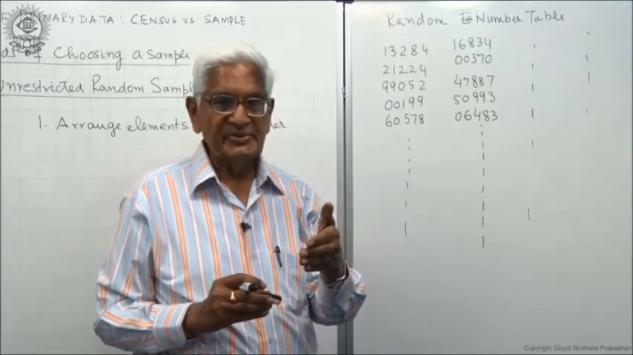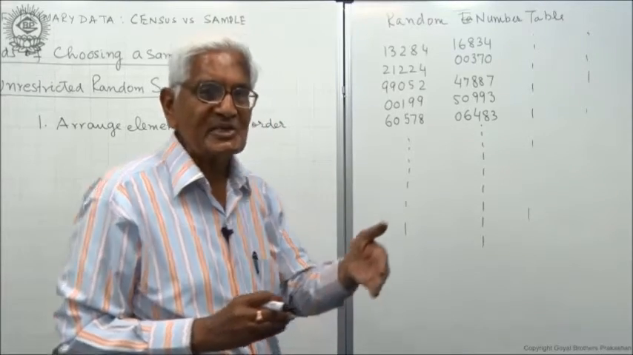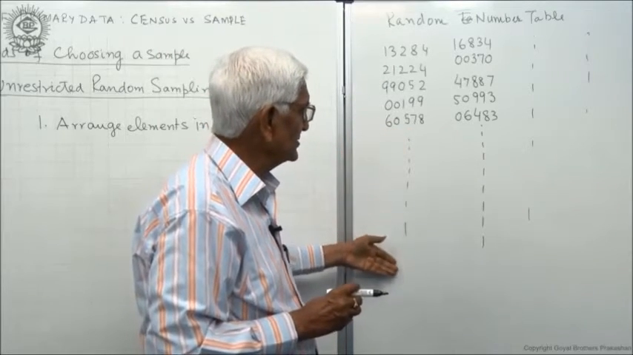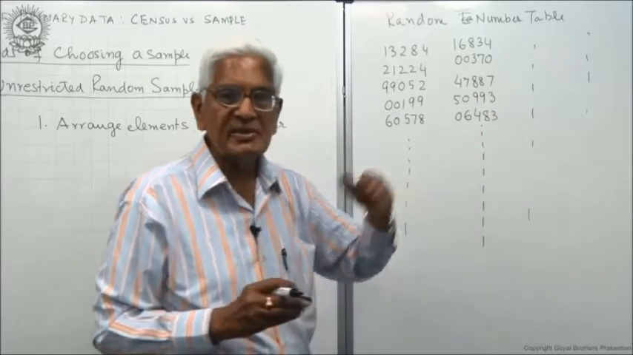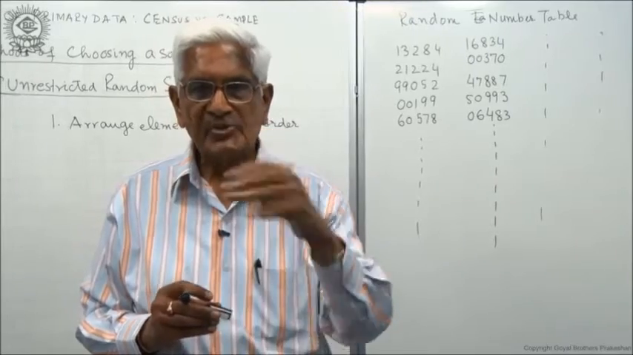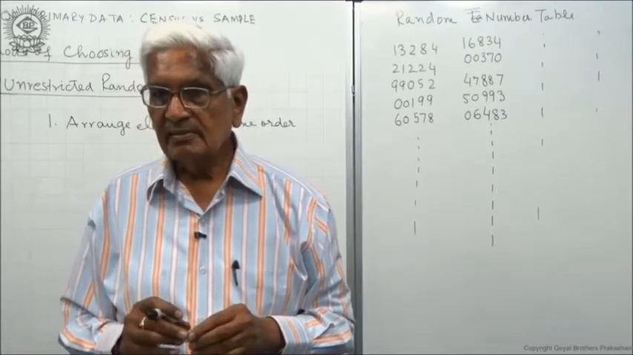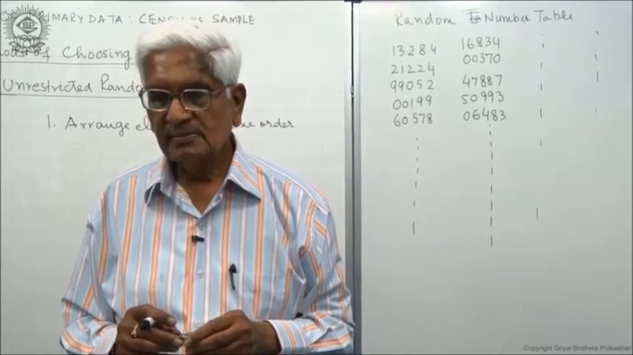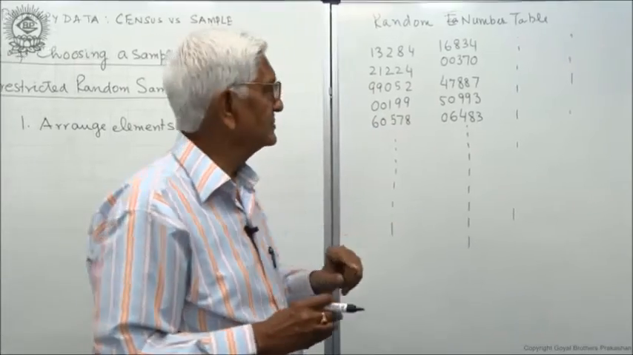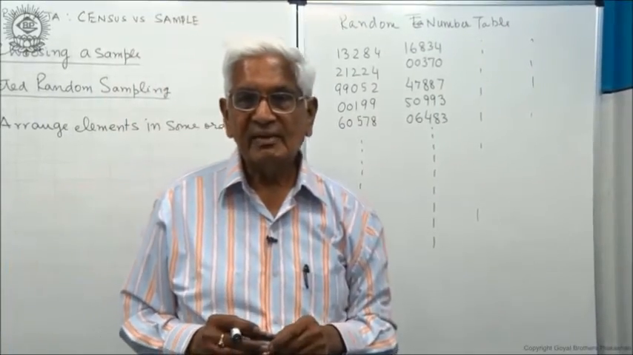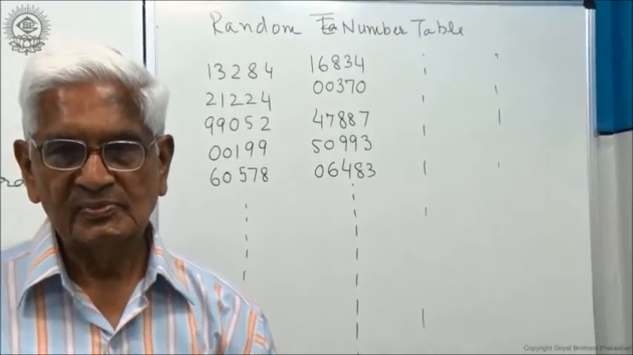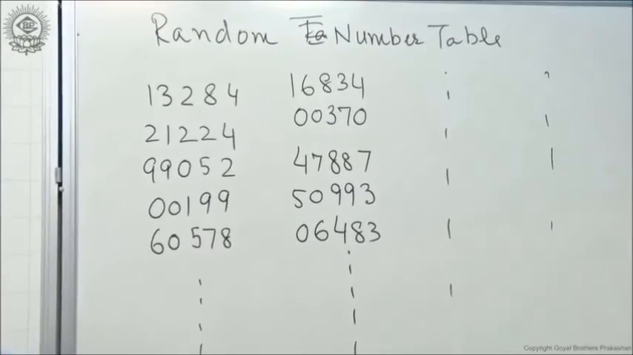There is another choice. You need not start from here. You can start from here and then go like this. You can start from anywhere in the table and proceed further. Then how to select? These are 5-digit numbers, remember. But we have to select only, our number is 4-digit.